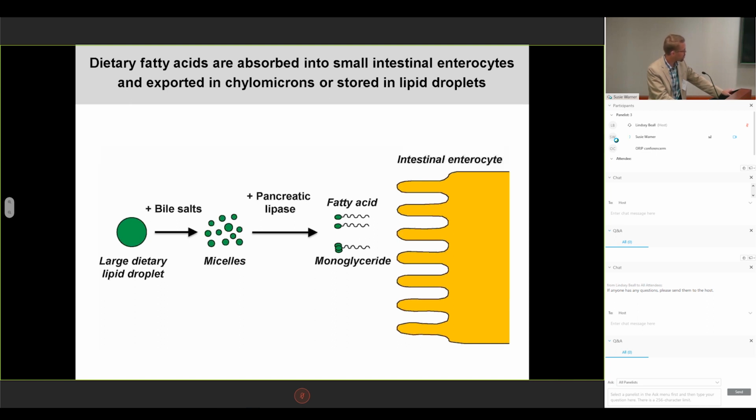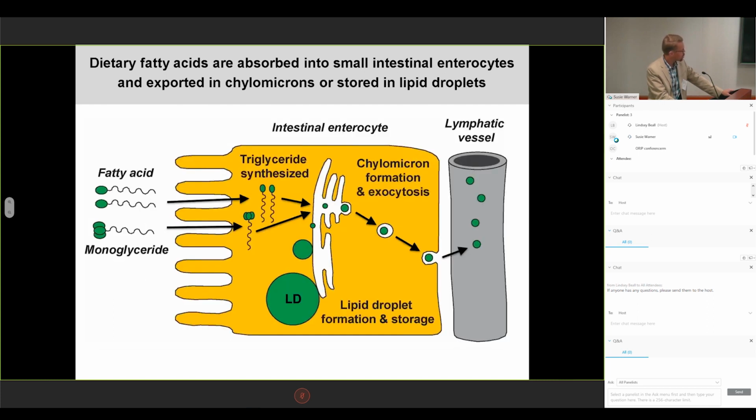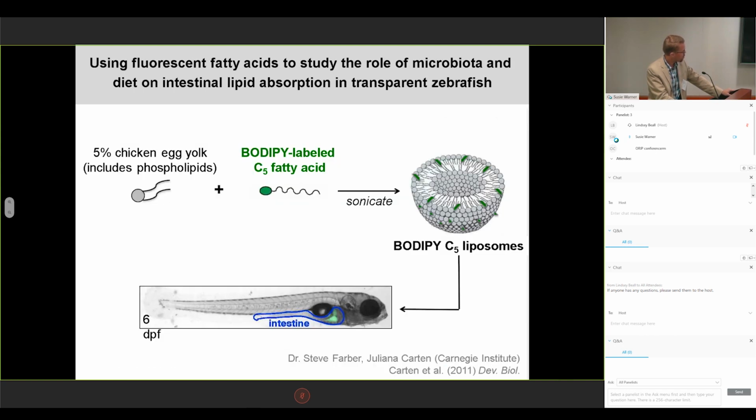You've already heard a lot of this, but dietary lipids, dietary fats, are broken down in the gut lumen, and through the activity of lipases, their triglycerides are hydrolyzed into fatty acids and monoglycerides, which are absorbed into the cell and reesterified in the ER, as Steve showed us, and those triglycerides can then be packaged into lipid droplets or exported as chylomicrons.